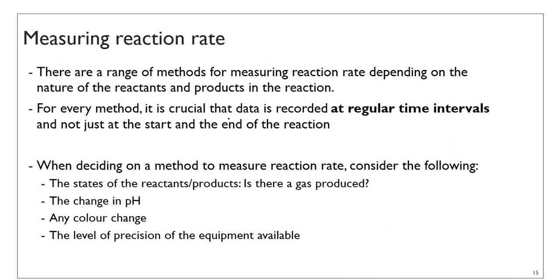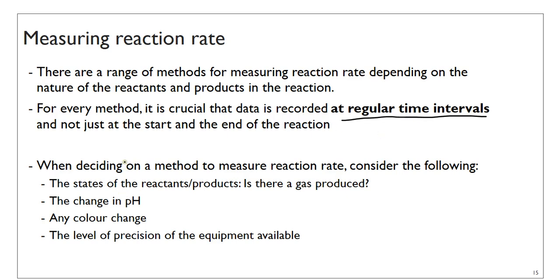Okay. Now, in order to measure reaction rate, there are a range of methods, and it really depends on the nature of the reactants and the products in the reaction. I will give you a few examples in a second. But I think the main idea here is that if you want to actually measure the speed at which something is happening, you need to record either the change in the amount of product or the change in the amount of reactants at regular time intervals. So you cannot wait until the reaction finishes and then just measure the total amount of product. That doesn't give you a lot of information on rate of reaction. So don't just measure the data at the start and the end of the reaction.